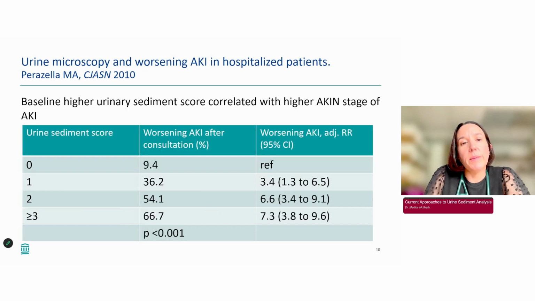Essentially, a higher baseline urinary sediment score correlated with higher AKIN stage AKI. But what was quite interesting was that a higher urine sediment score also correlated with worsening acute kidney injury during follow-up. If they used those with a urine sediment score of 0 as the reference, there was an increasing relative risk with higher sediment scores, with a relative risk of 7 for those who had a score greater than 3. So certainly some predictive value in this particular cohort of patients.